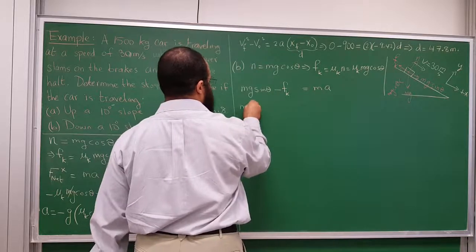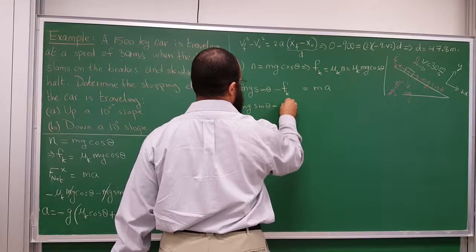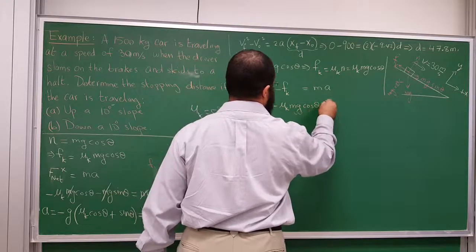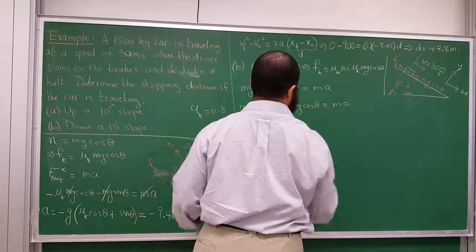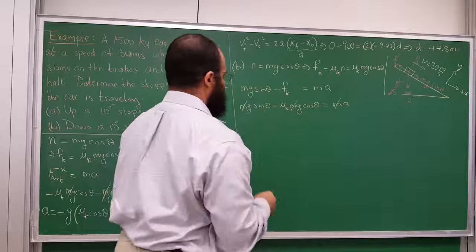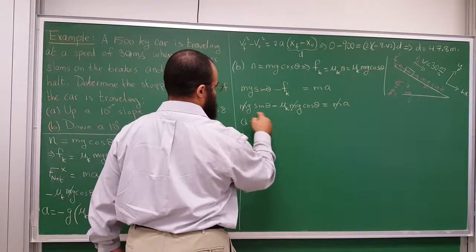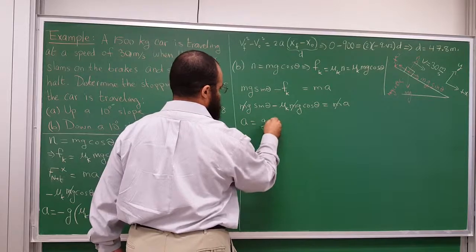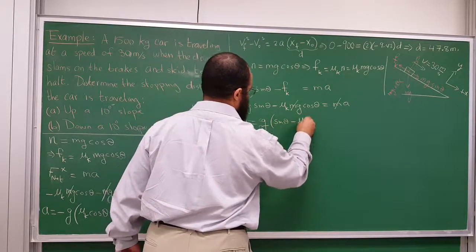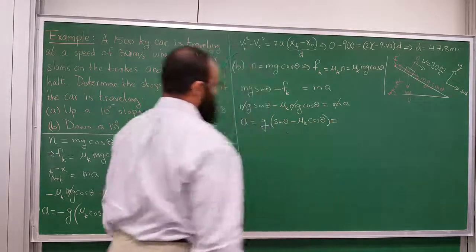So I have mg sine theta minus the force of kinetic friction, that's mu k mg cosine theta, equals ma. The mass goes away, and so the acceleration is equal to g times the sine of theta minus mu k times the cosine of theta, and let's calculate that.